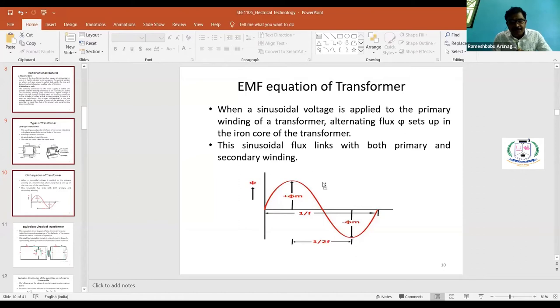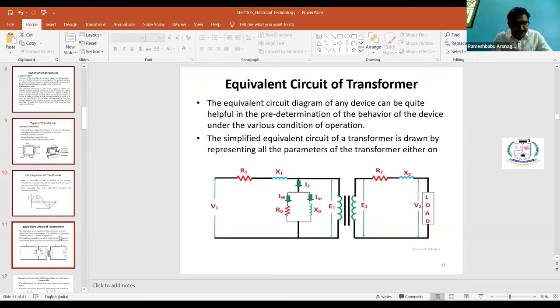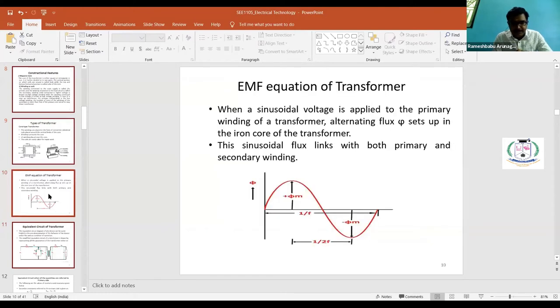Okay, with the help of the flux, the rate of change of flux will be available, as you understand from this. Here the flux is varying with respect to time. Due to the varying flux I need to find out the induced EMF. I can calculate this induced EMF with only a quarter cycle, from the initial value. I want to find out the rate of change of flux.